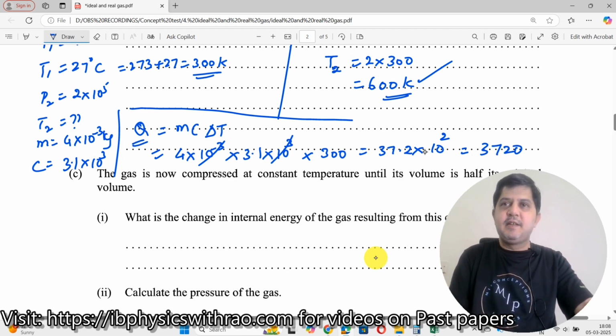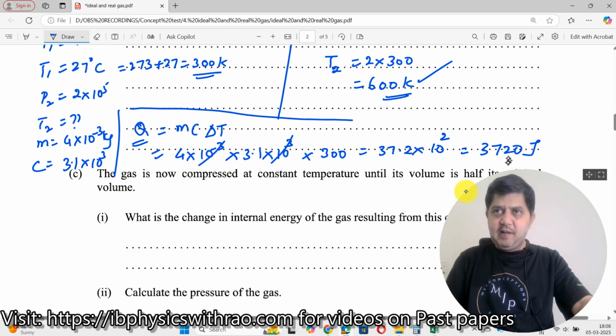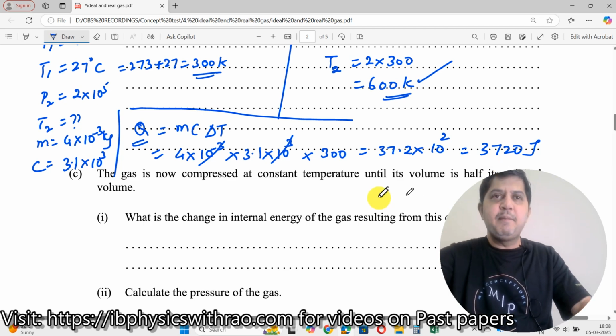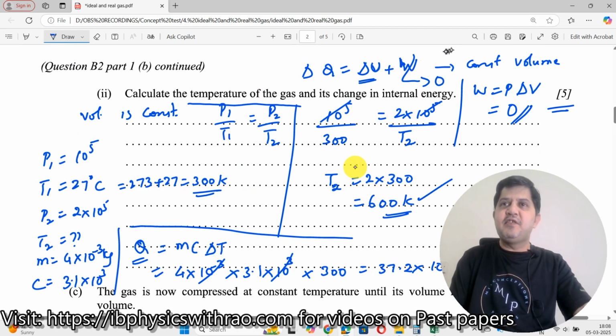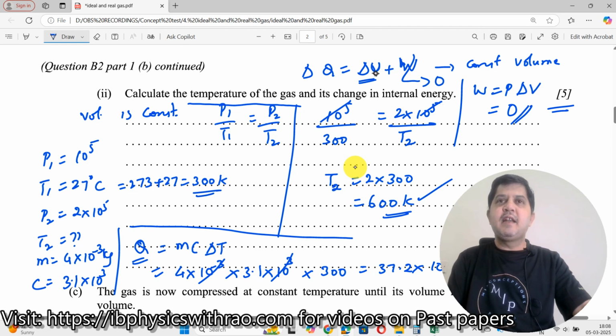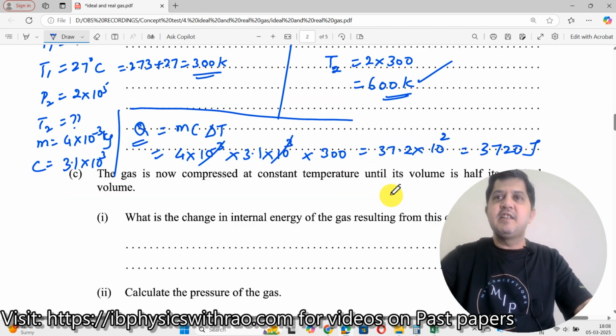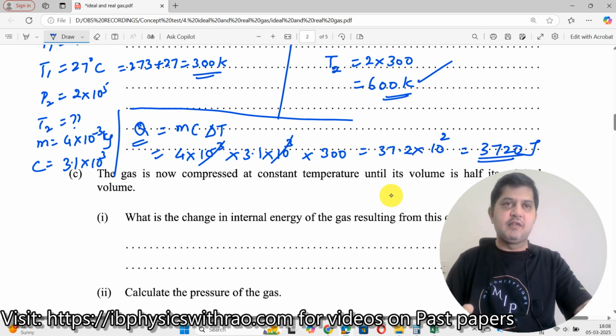What is this actually? This is the heat energy. This is the amount of heat energy given to the substance to raise its temperature from 300 to 600 Kelvin, and we have also already proved that since volume is constant, the work done is equal to 0, and all the heat energy provided goes only in increasing the internal energy of the substance, according to the first law of thermodynamics. Thus, the internal energy is equal to 3720 joules.